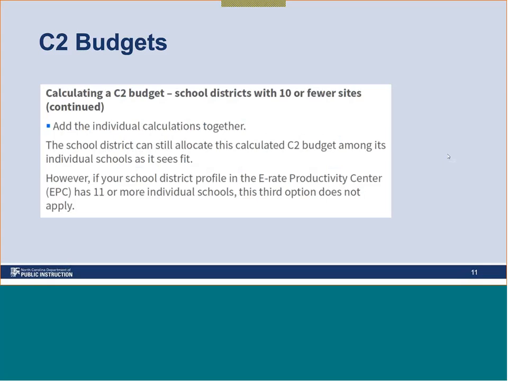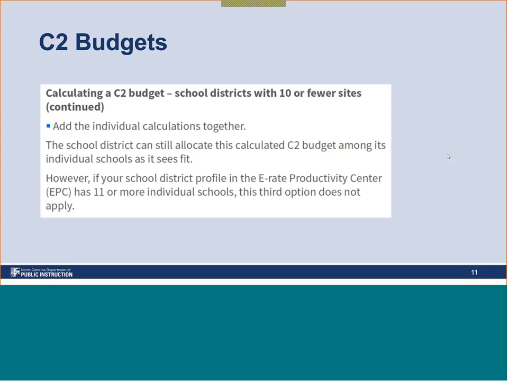You would basically take your school district with 10 or fewer sites and add those calculations together. So if you've got 8 schools with fewer than 150 students, you would take the $25,000 for each of those 8 schools, and the others you could then multiply by the $167. The school district will still allocate their C2 budget amongst the individual schools as they see fit.